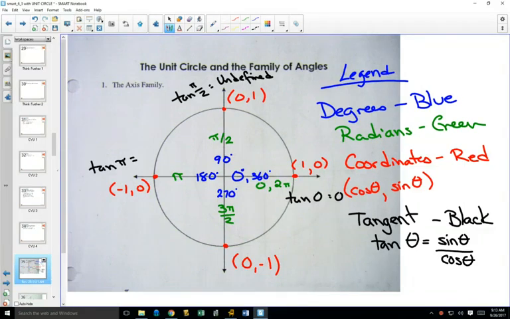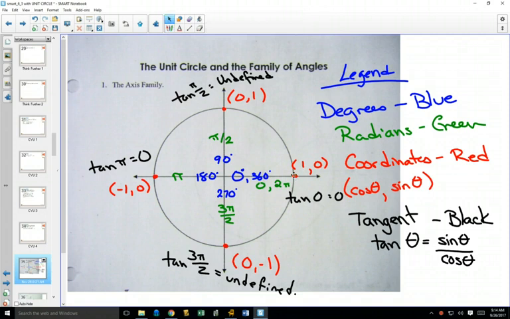0 over -1, that will be 0. And tan of 3 pi over 2 will be undefined again. So just because you can label those points, and they're really easy to label because your radius is 1 and they're right on the axes, you now know sine, cos, and tan for those 4 angles. And by labeling your unit circle, you can now do those things without having to use your calculator.